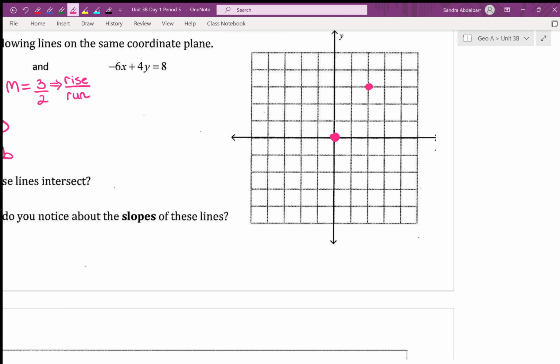So I went up 3 to the right 2, but now I need to reverse this. Bryce? Down 3 to the left. You got it. Now we're going to go down 3 to the left 2. And now I'm going to connect it with a line. Does my line need arrows?